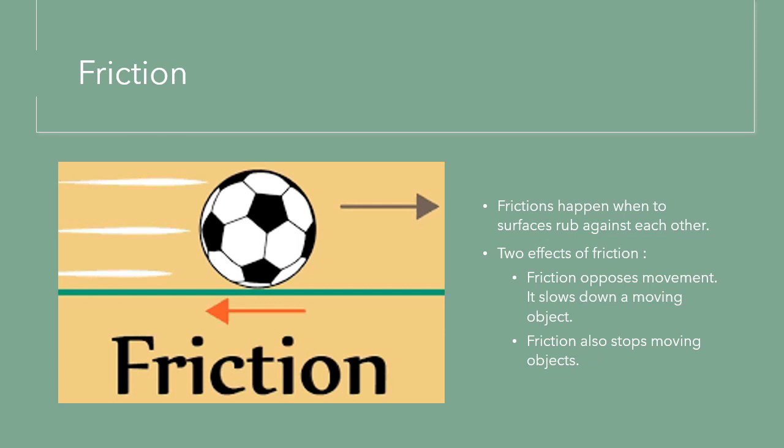The next type of contact force is friction. Friction happens when two surfaces rub against each other. And there are two effects of friction. The first one, friction opposes movement. It slows down a moving object. And friction also stops a moving object. Now let's look at the picture. This arrow represents the direction of motion of the ball. As friction opposes movement, this arrow will represent the friction.